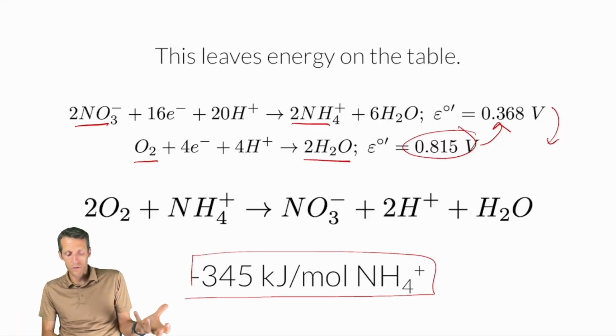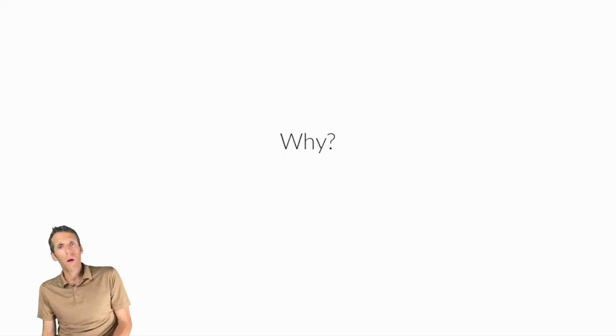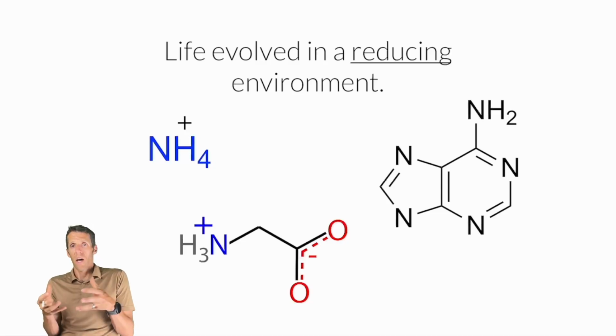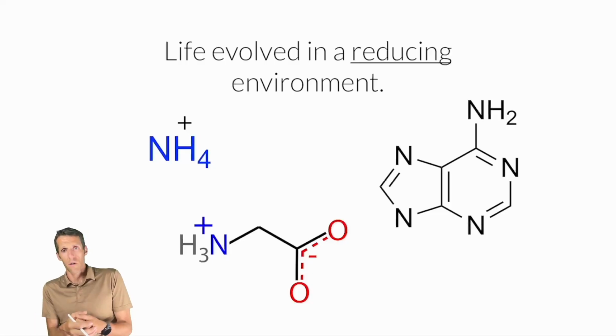So organisms do this, right? Organisms are big fans of extracting energy from the environment. What is the limit that makes it so this reaction doesn't happen? And there's a couple. One of the limits is probably that life evolved in a reducing environment. So when we think about the core pieces of metabolism, things like amino acids, nucleic acids, and the like, they actually evolved when there wasn't a bunch of free oxygen around.